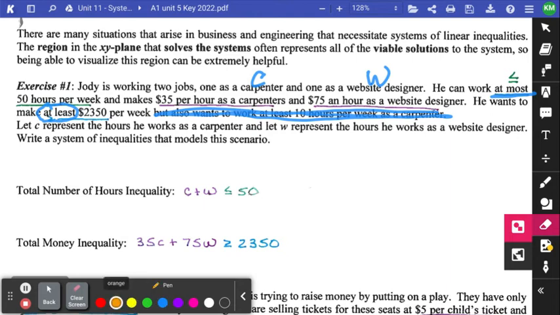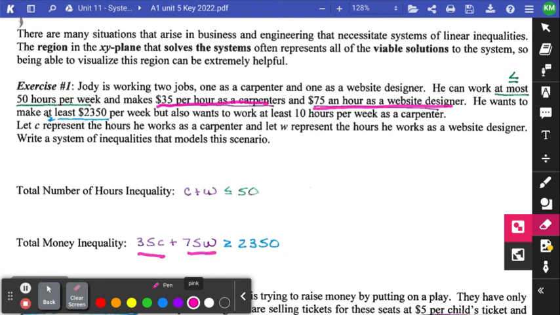So let's take this first chunk right here. He can work at most 50 hours per week. So I wrote that. So we have carpenter plus website designer at most 50. And then the second section, 35 per hour as a carpenter, so that's where I got 35C, 75 an hour as a website designer, 75W, at least, greater than or equal to $23.50. That's all we're doing right now, okay?